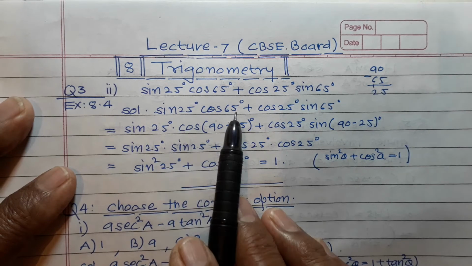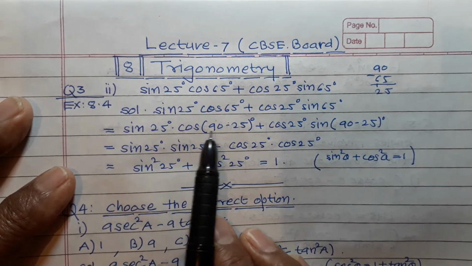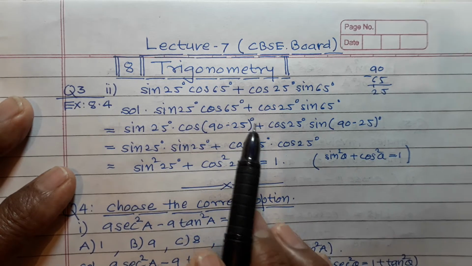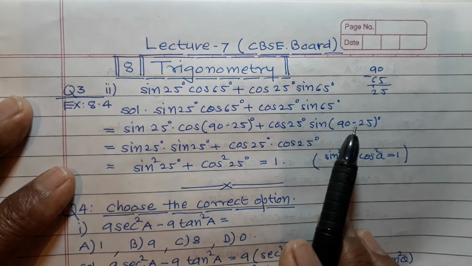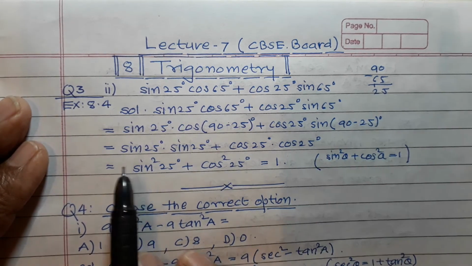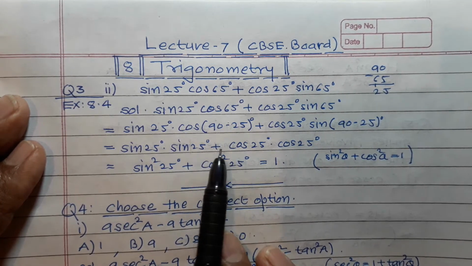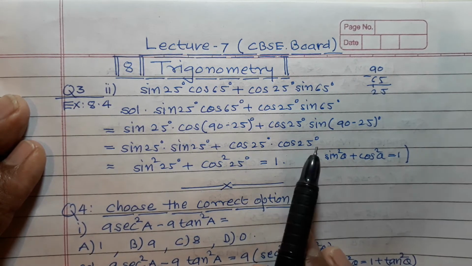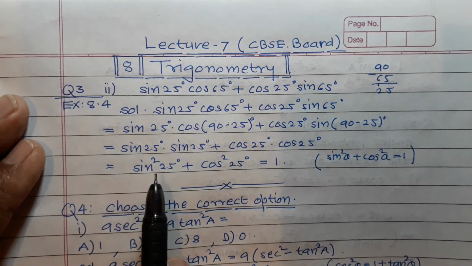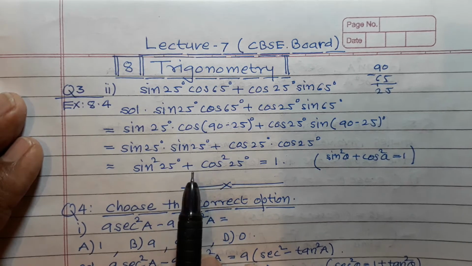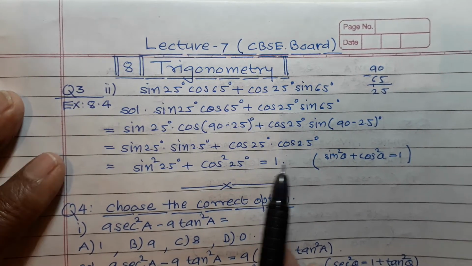These are complementary angles. Convert sin 25 into cos (90 minus 25 degrees) plus cos 25 into sin (90 minus 25). So sin 25 into sin 25 plus cos 25 into cos 25. Sin 25 into sin 25 is equal to sin square 25 plus cos square 25, and this is equal to 1.